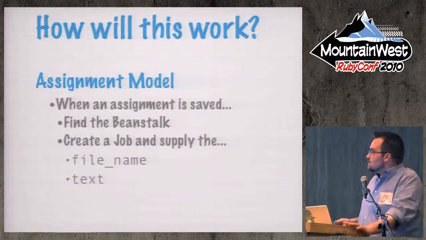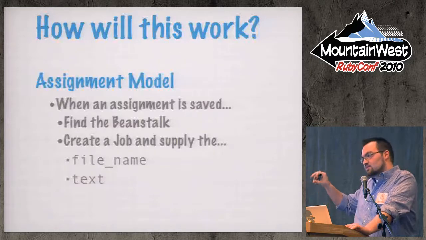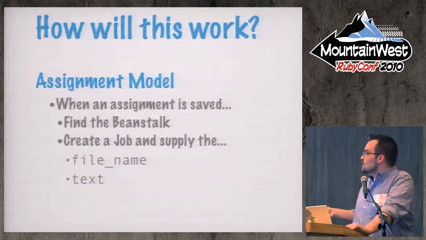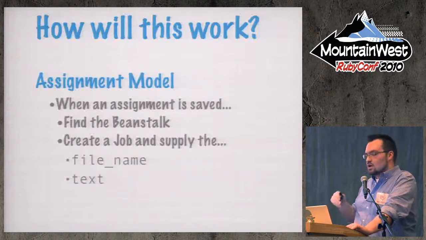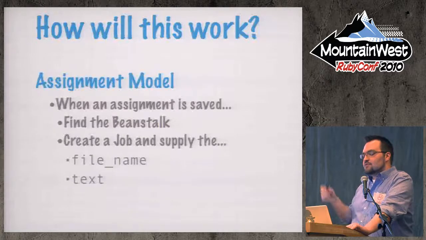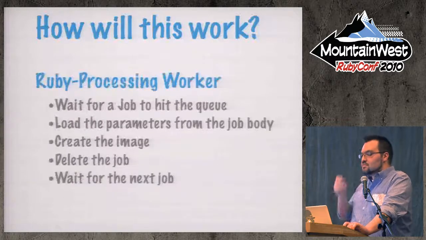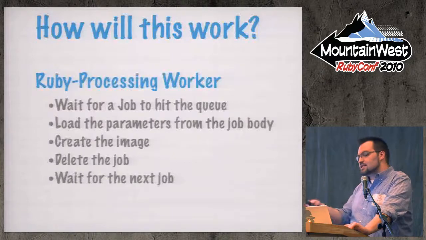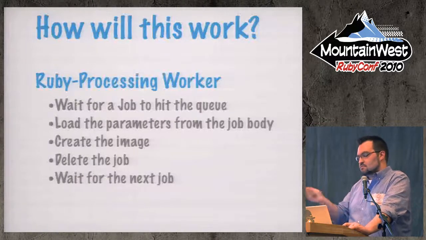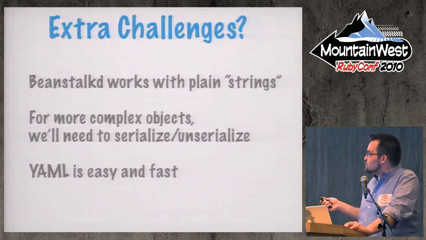From the Rails side, this is a model after gradebook where you've got students and assignments and grades. In the assignment model, the assignments are going to be the columns on my table. So all I need to do is, when an assignment is saved, find the Beanstalk, create a job, and push on the file name and the text. From the worker side, wait for a job, load those parameters, create the image, remove the job. That's it. Simple.